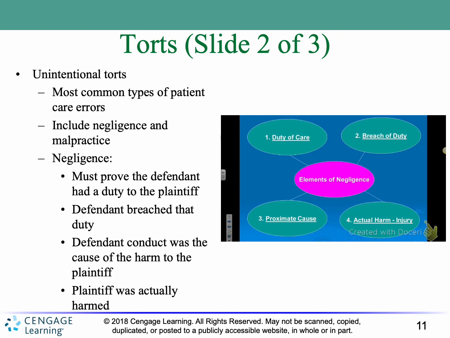All right, like I mentioned previously, unintentional torts are the most common types of patient care errors, and there are two types of unintentional torts: negligence and malpractice, with negligence being the most common type of unintentional tort. So for an act to be considered negligent, certain criteria must be established. First, there must be proof that the defendant had a duty to the plaintiff. Secondly, there must be proof that the defendant breached that duty, and they must also prove that the defendant's conduct was the cause of the harm to the plaintiff. And lastly, the plaintiff must have sustained an injury. So for it to be considered negligent, all of those boxes have to be checked.